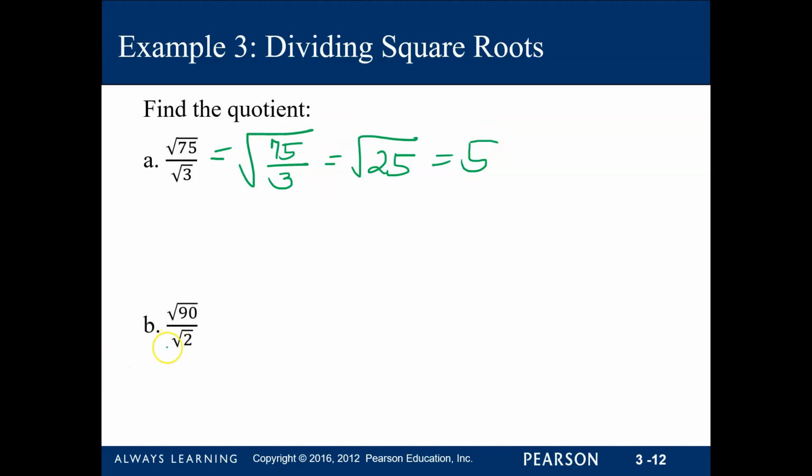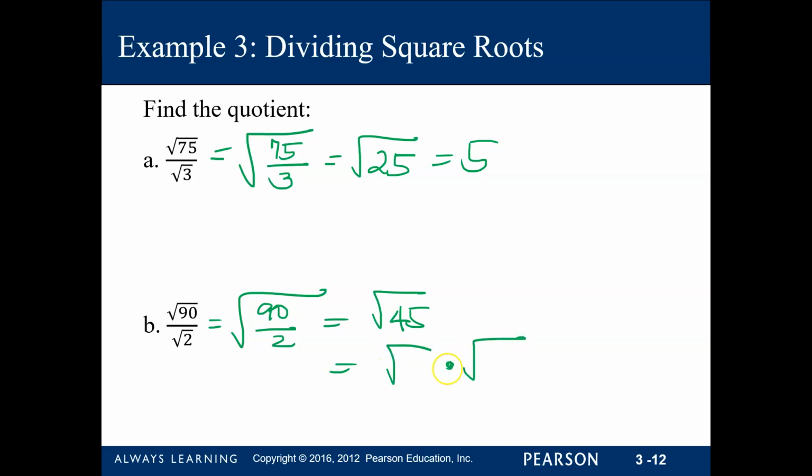All right? Square root of 90 divided by square root of 2. Again, we can combine them as 90 over 2. And this will give us the square root of 45. So, how can we simplify this? We need to think of a perfect square that can be a factor of 45. So, out of our perfect squares, it's going to be 9 times 5, okay? Always use the perfect square as the first factor. And so, if we simplify, this is going to be 3 square root of 5. All right.